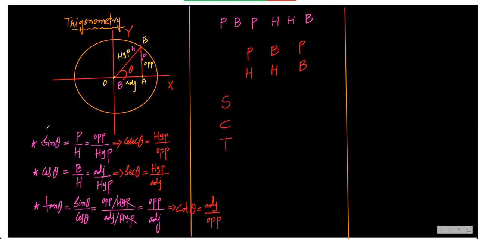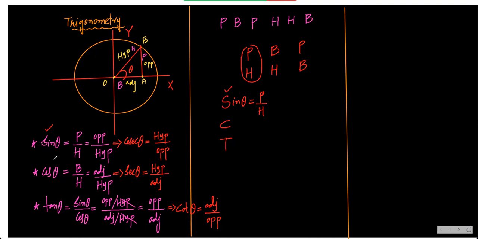See, sine is starting with s now. So this is P upon H, the formula for sine. Sine theta is equal to P upon H. Here also I wrote the same: opposite by hypotenuse. P stands for perpendicular side, this opposite side, and H is for hypotenuse.